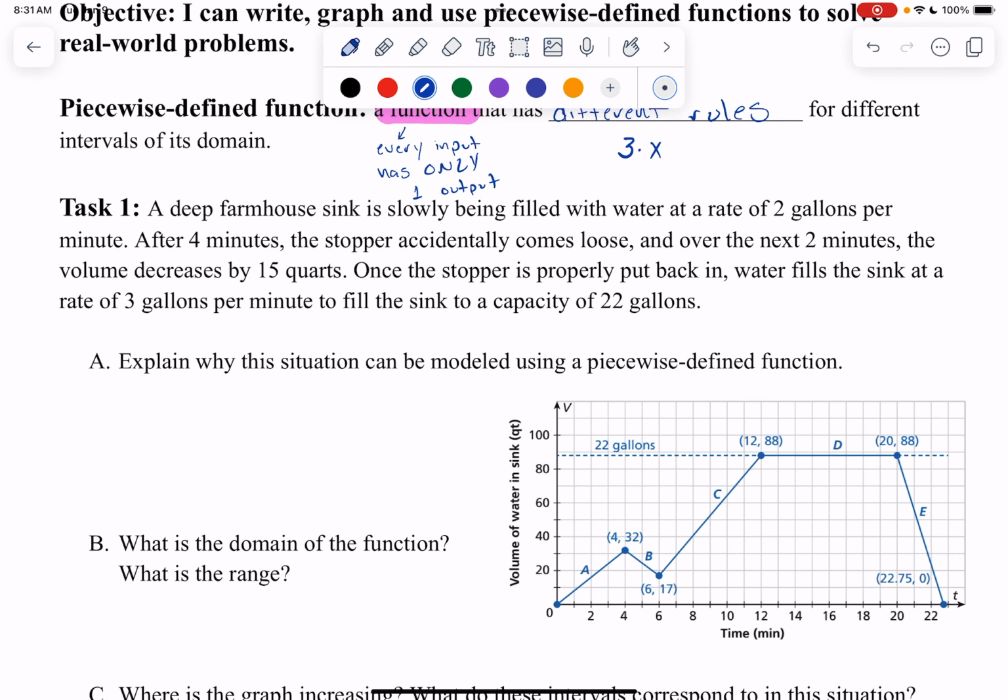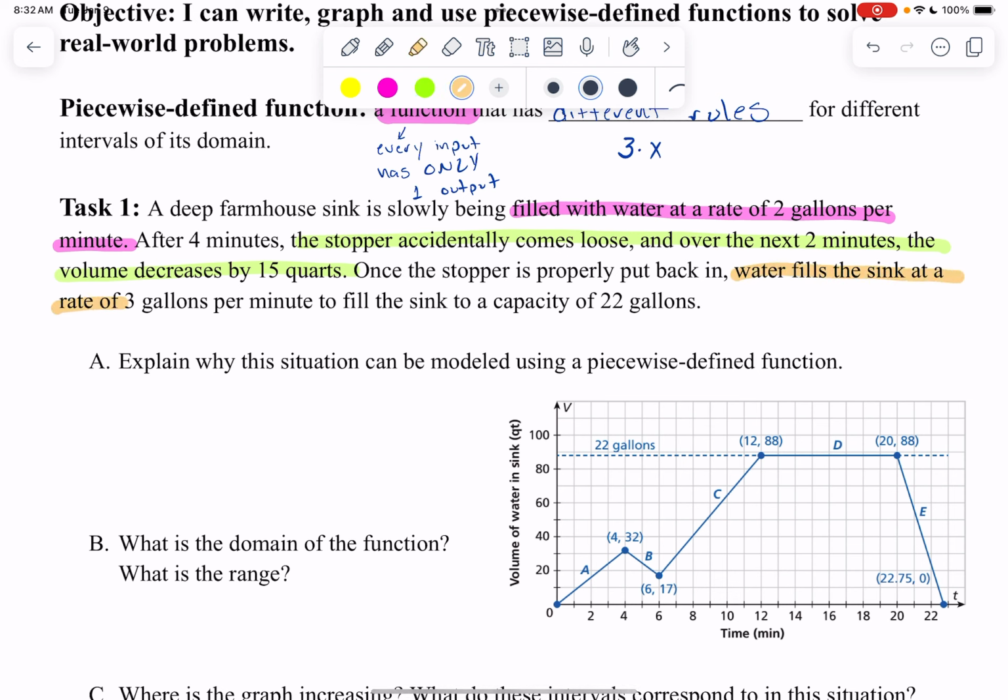So really what we have happening is for this first bit, it's being filled with water at a rate of 2 gallons per minute. So the amount of water in the sink is going up for those first 4 minutes. And then after 4 minutes, for this next bit, the volume decreases. So now the water level is going down. So what was an increasing function at first is now a decreasing function. And then we go back to increasing again.